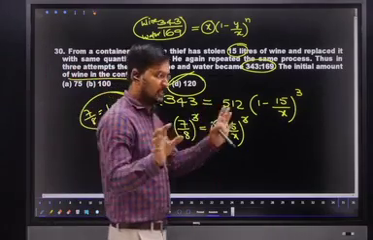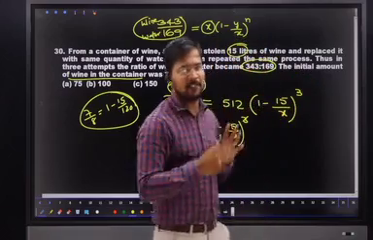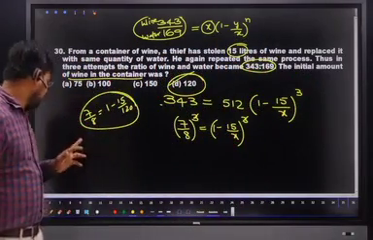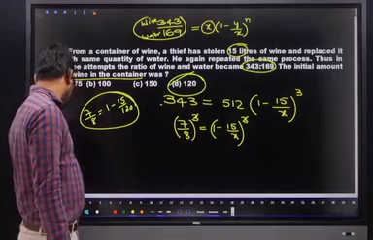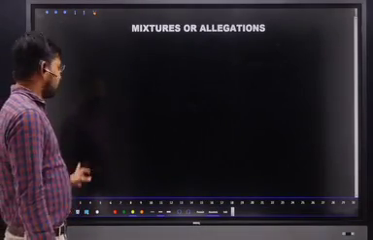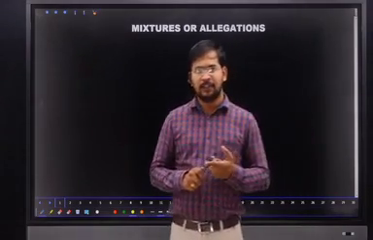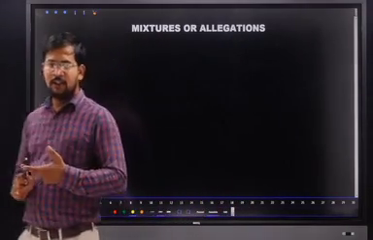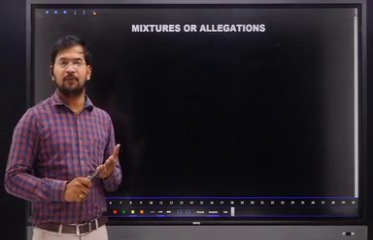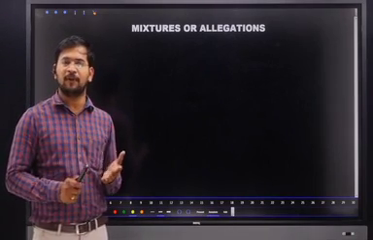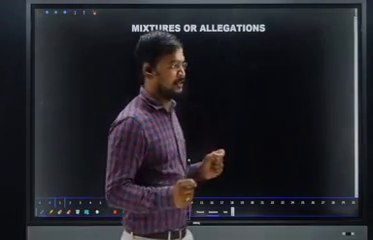So this is what, amma? A replacement type. First one, I already told all the four. First one is combined average. Second one, mixtures or alligations. Third one, based upon concentrations. Fourth one, based upon proportions. Fifth one, based upon replacements. This is all about mixtures or alligations.